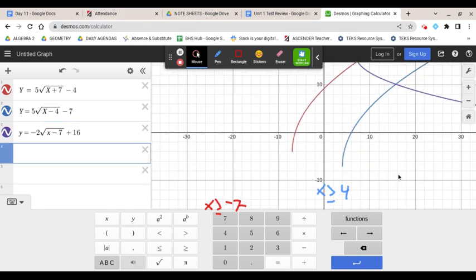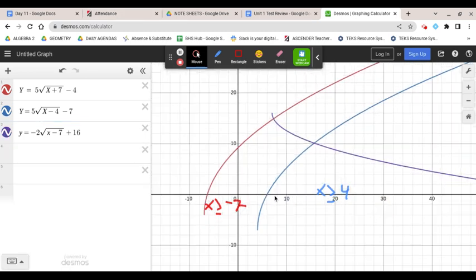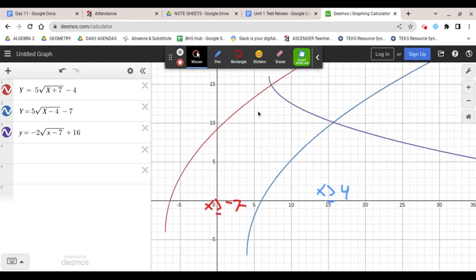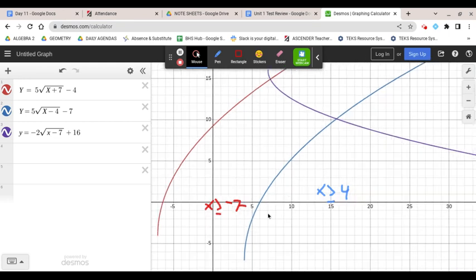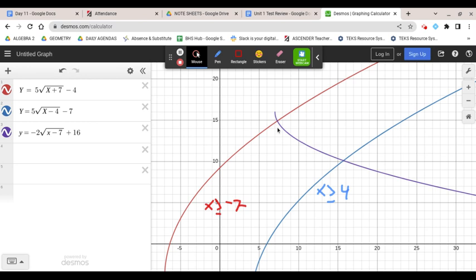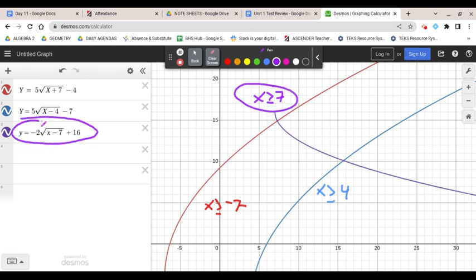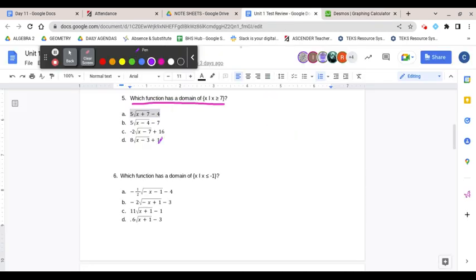So -2 x minus 7 plus 16. This is the purple one right here, and the domain starts at 7 and goes off this way. So this domain is x is greater than or equal to 7. So we have a winner. Okay, x is greater than or equal to 7. We could plot these in Desmos and get the things right there.